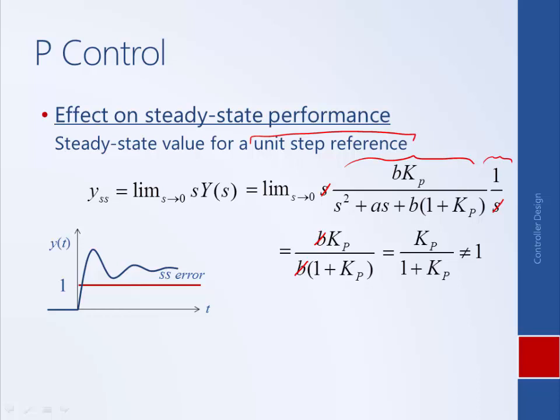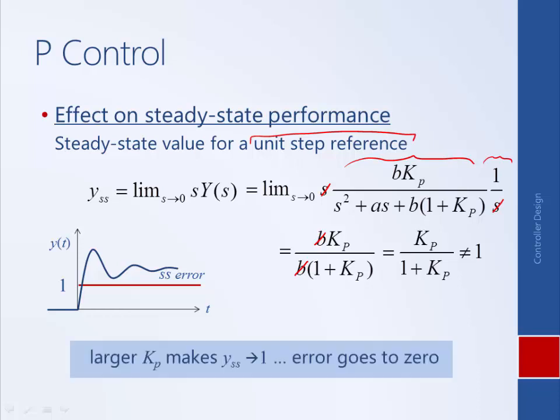Go ahead and take a second and think about what could we do with Kp in order to reduce the steady state error. In order to reduce the steady state error, we in essence want to bring this quantity closer to 1. We want our output closer to the commanded input. And we can make this closer to 1 by increasing the value of Kp.